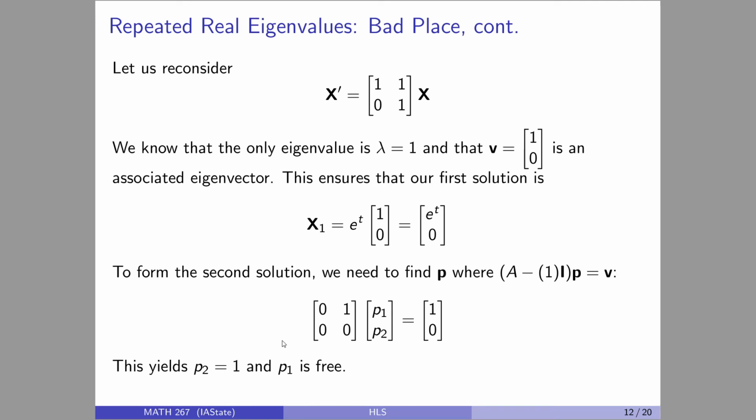So I set it up like this, and then here we end up with one of the variables fixed, p2. Note that it's equal to 1. p1, and now here's where you finally get to do what you want to do. p1 is free. p1 can be anything. Make your life easy and pick it equal to 0.